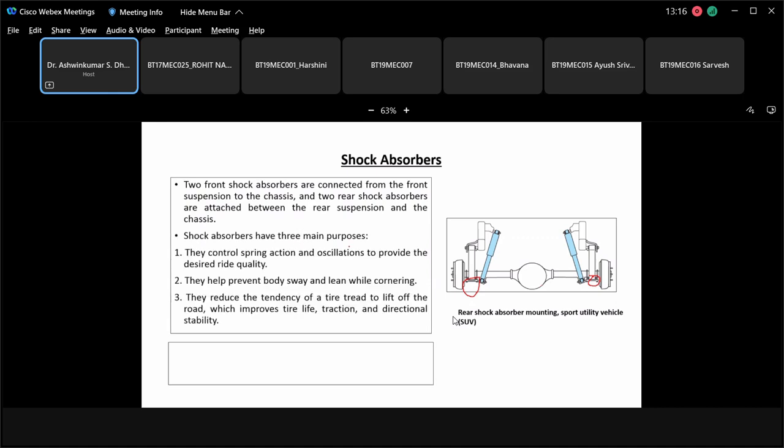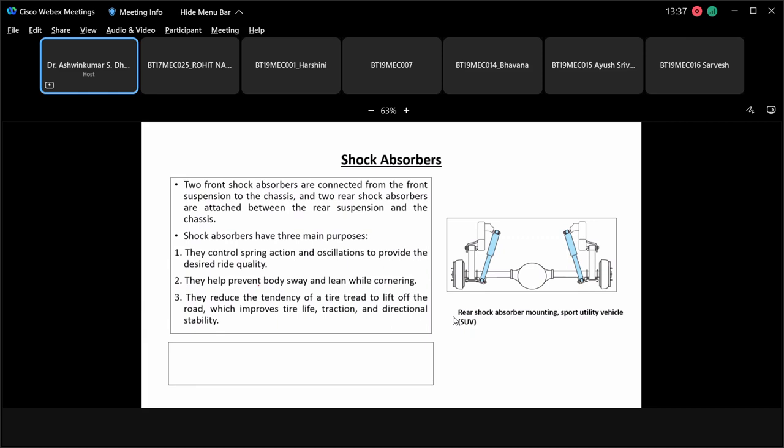Shock absorbers have three main purposes. They control spring action. Whatever the suspension spring is here, the shock absorber will control the spring action. Then they help prevent body sway and lean while cornering.